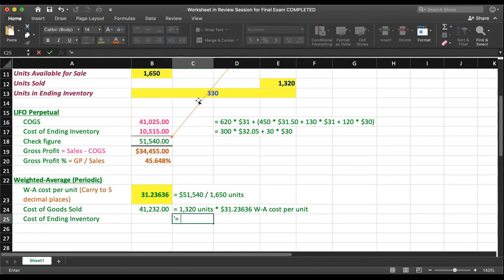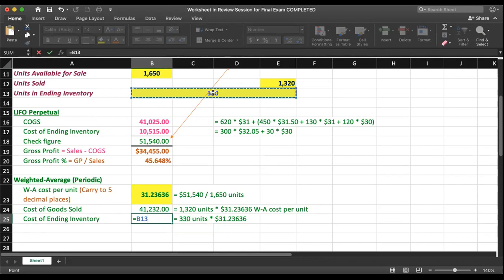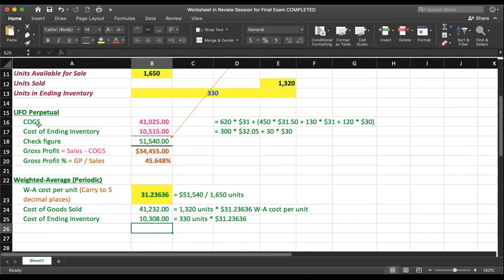The cost of the ending inventory is going to be, how many units were left? 330 units in ending inventory times 31.23636. And that will give us 10,308.